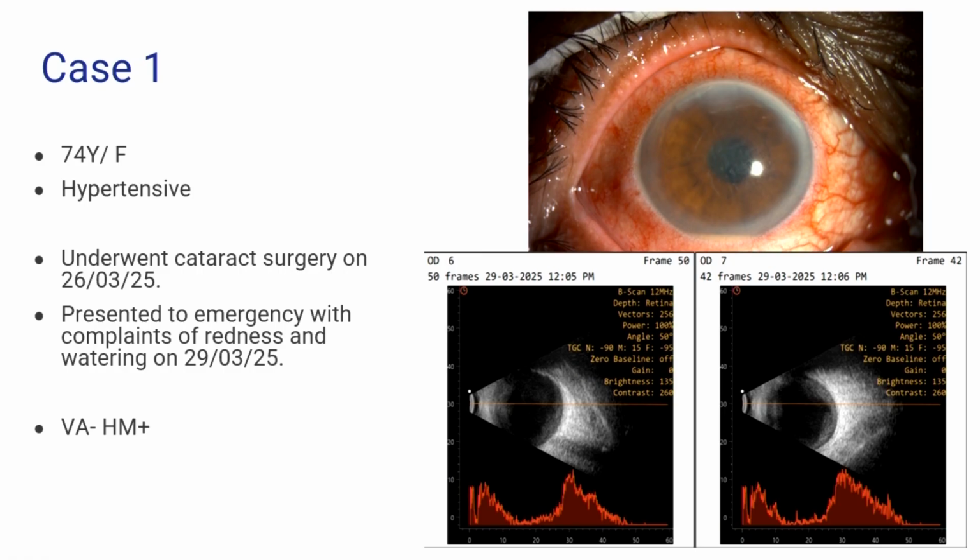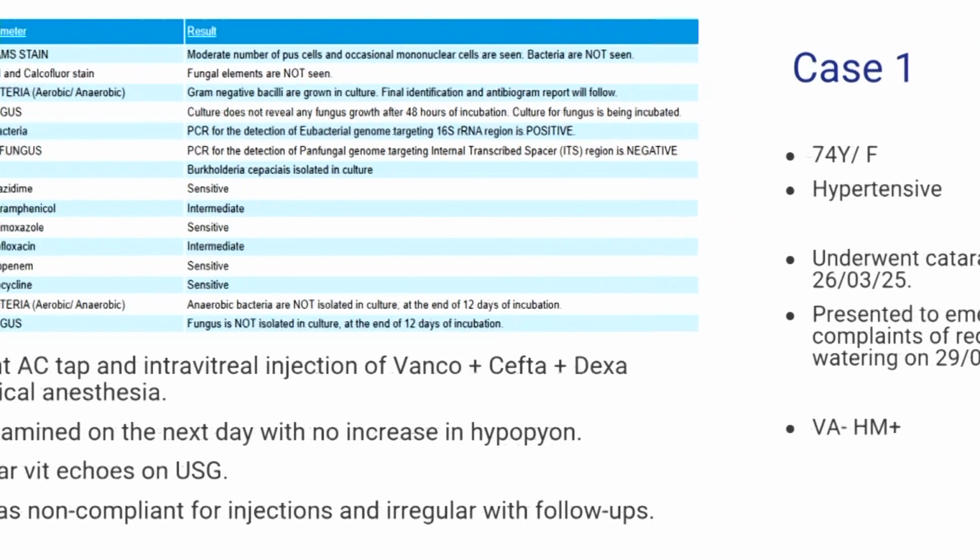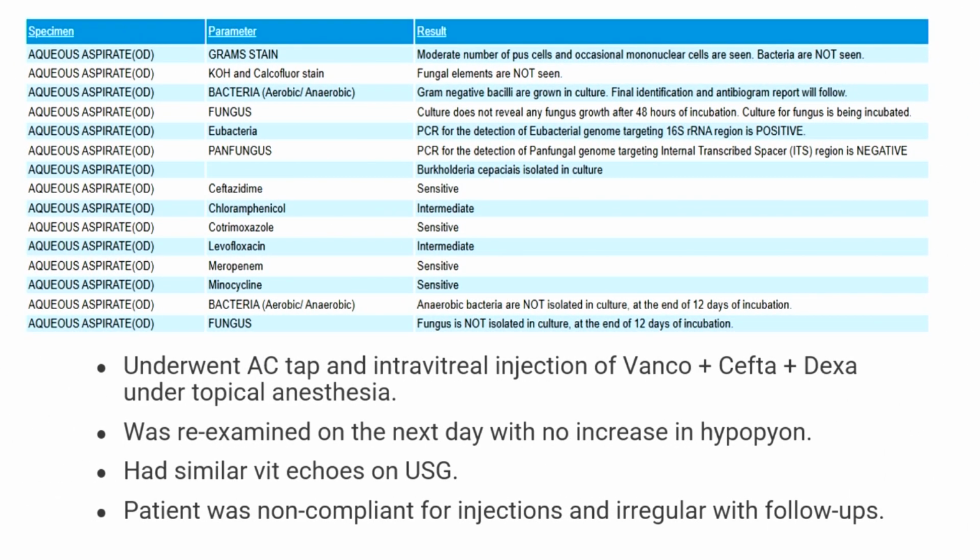We did an ultrasound which showed vitreous echoes, more in the posterior part, closer to the retinal surface. So an AC tap was done and intravitreal injection of Vanco, Cefta plus Deca was given. The aqueous aspirate showed Burkholderia cepacia species isolated in the culture, which was sensitive to ceftazidime. So intravitreal injection was given. She was re-examined the next day.